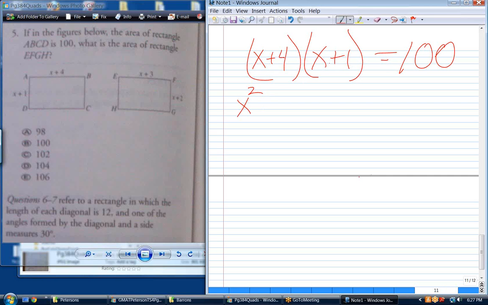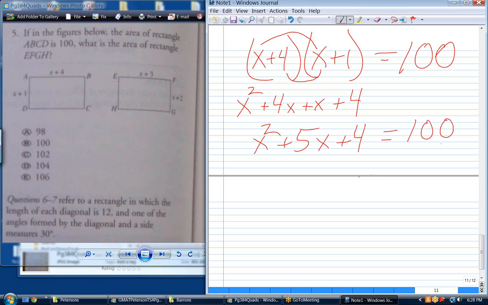So the way we're going to multiply these two binomials together is every term by every term. Yeah, that's what we already did with this one. I just did it in a different row than you. Doesn't matter. Either way, you end up getting this, which is x squared plus 5x plus 4 is equal to 100.